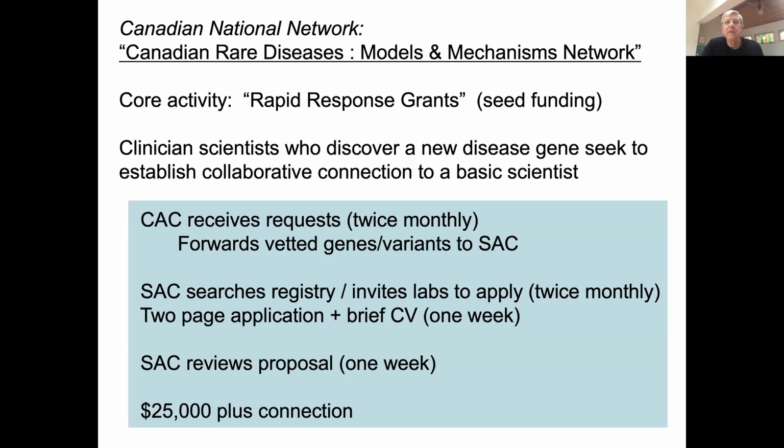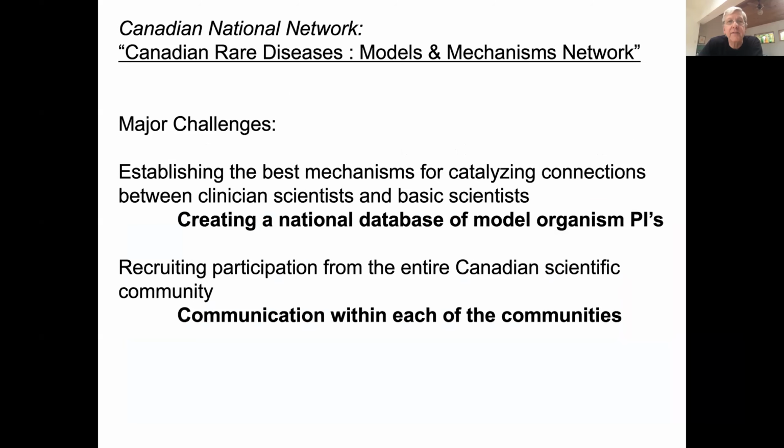And so the way this works is the clinical advisory committee receives requests twice monthly. These are vetted within a week. The SAC receives from the CAC any genes, and we search the registry and invite labs to apply. There's a 2-page application and a brief CV, and the SAC reviews them within a week. So the entire process takes about 4 to 6 weeks. And if we successfully make a connection between a clinician and a model organism researcher, we provide a $25,000 seed grant.